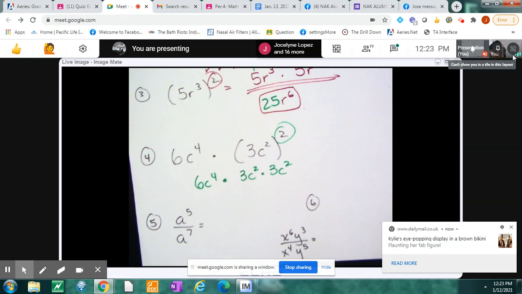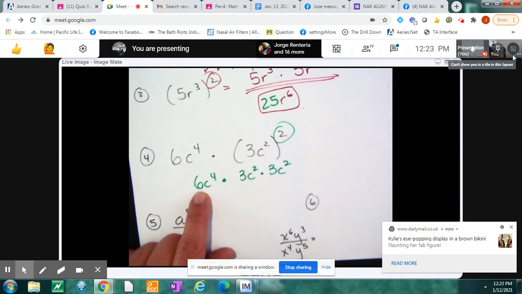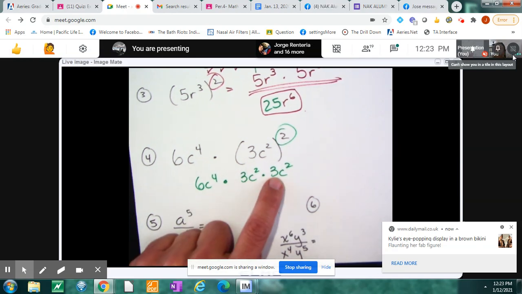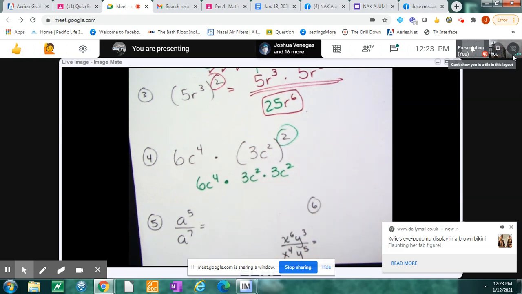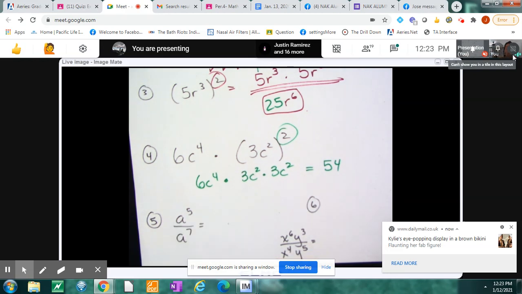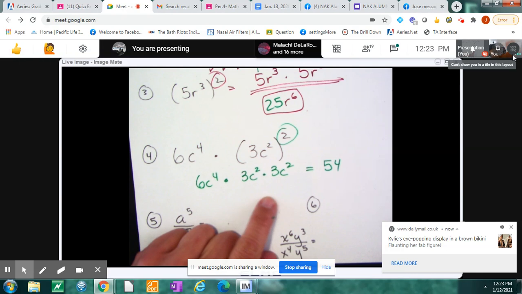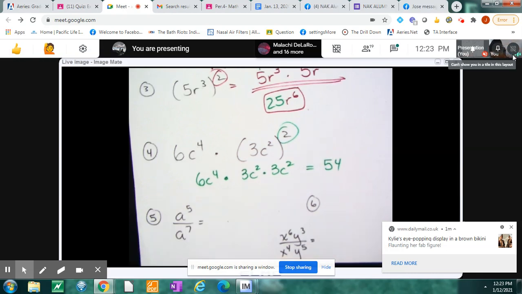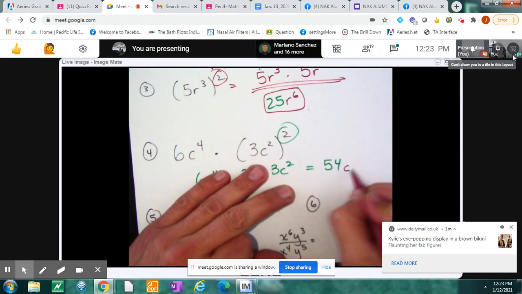So now what do we do? So now with the numbers, let's go ahead and multiply. 6 times 3 is 18. 18 times 3 is 54. Okay. And then you could do the C times C times C. There's 4. Then C, C, there's 6. C, C, there's what? C to the power of 8. And there is your answer.